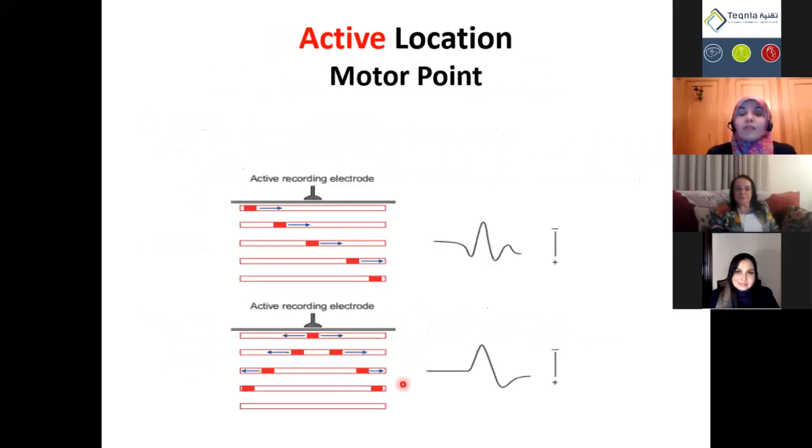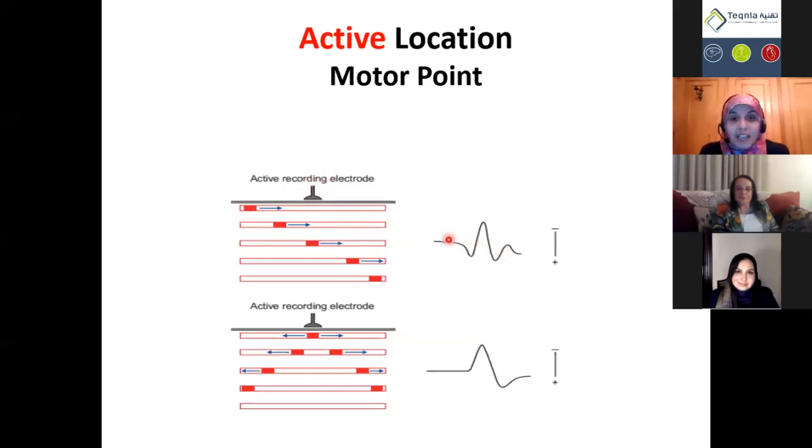Well, where to put the active, not the reference. We are now talking about the active electrode and where to put it. If we put the active electrode not exactly on the motor point that we want, the potential that you are seeing represents the approach of the depolarization, rather than the depolarization process itself.